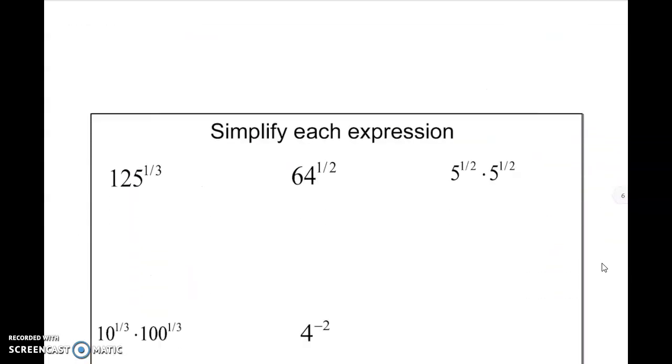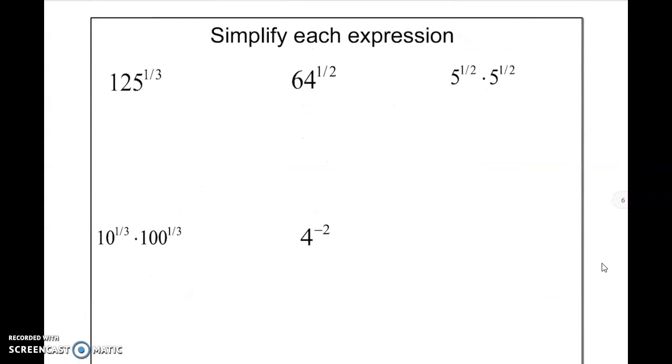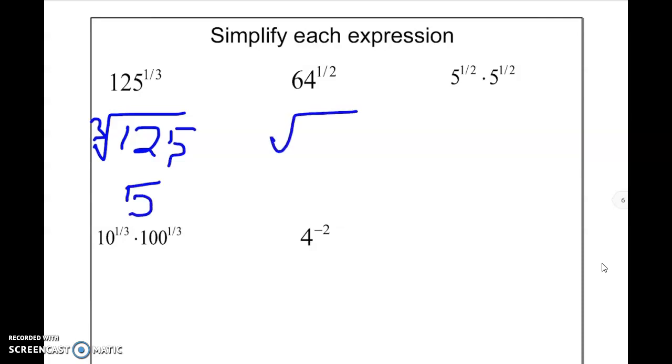All right, with numbers, let's do it with numbers really quick. To the 1/3. If you're not sure, go ahead and convert it. This is really asking you what is the cube root of 125. Well, that's just 5. Here, this one is just asking you what's the square root of 64. Well, that should be easy. It's 8.